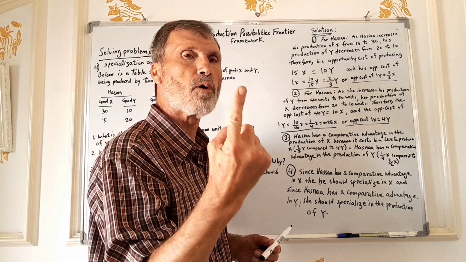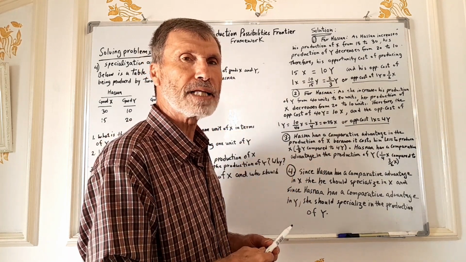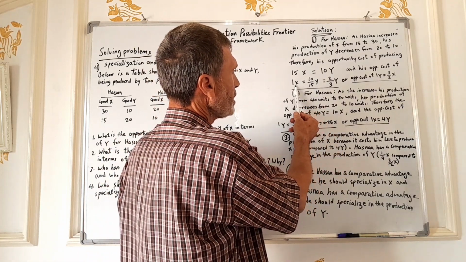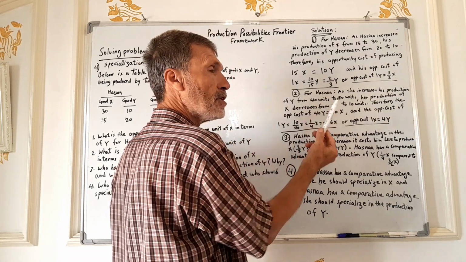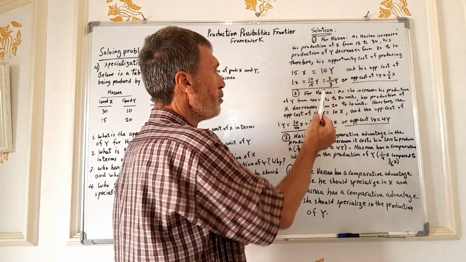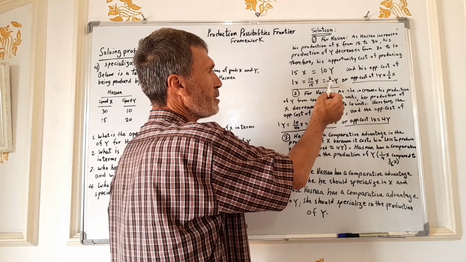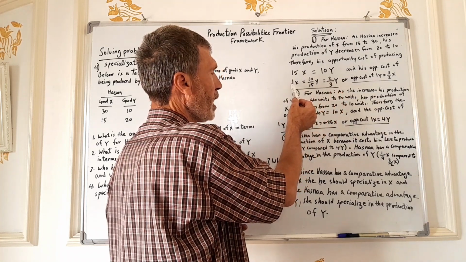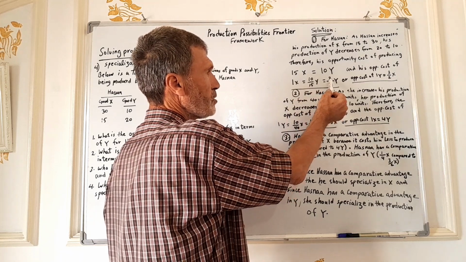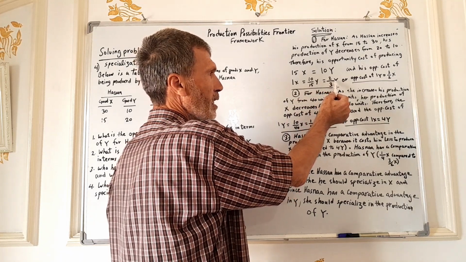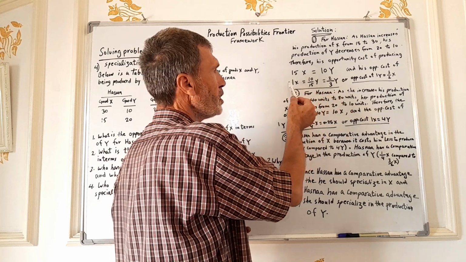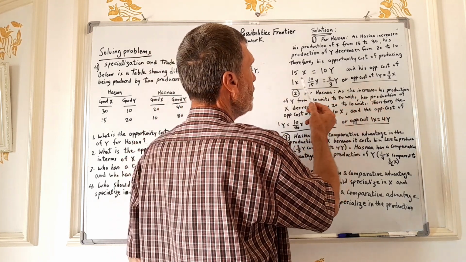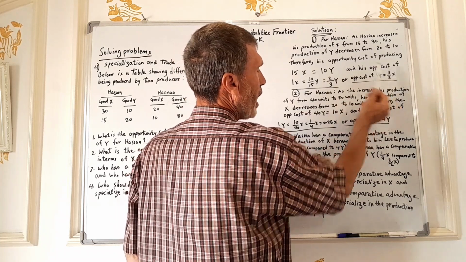If the opportunity cost of 1X equals 2/3 Y, what is the opportunity cost of 1Y with respect to Hassan? If the opportunity cost of 1X equals 2/3 Y, then for the opportunity cost of 1Y, all we have to do is multiply both sides by 3/2. We multiply the 1X by 3/2, we multiply this one by 3/2, and we get 1Y equals what? 3/2 X. So the opportunity cost of 1Y is equal to 3/2 X.